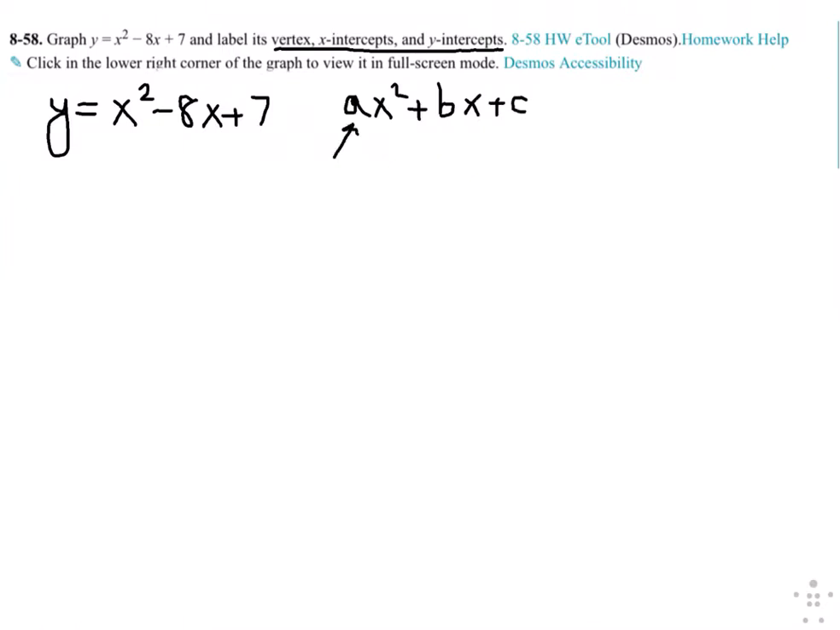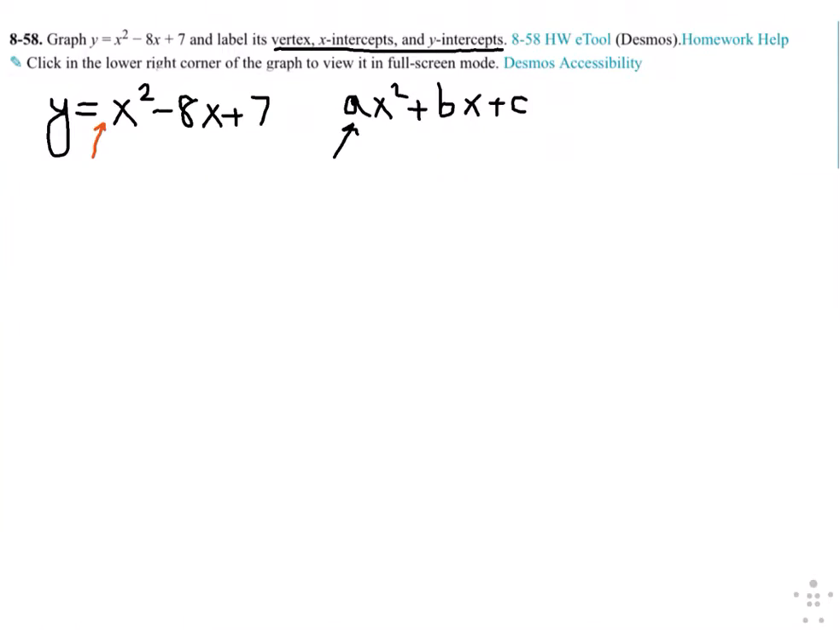We know if a is positive, the parabola opens up. In this case, a is 1, right here in front of x squared, it's a 1. So we know that the parabola opens up. Now we also know the formula to find the vertex, we can find the axis of symmetry.